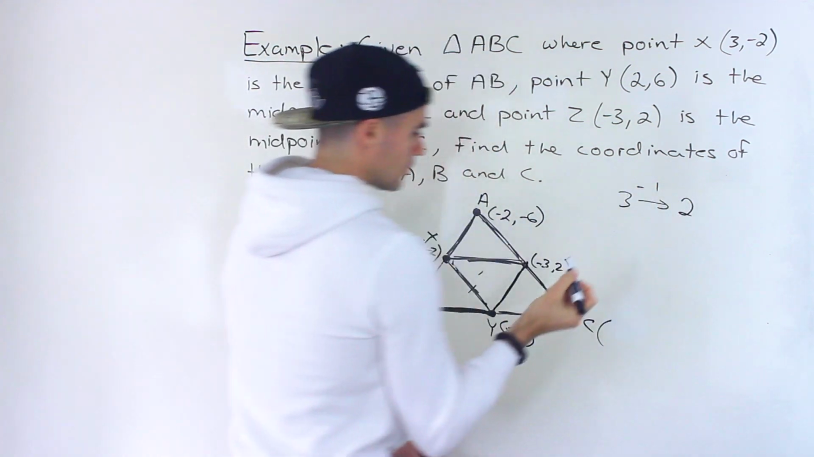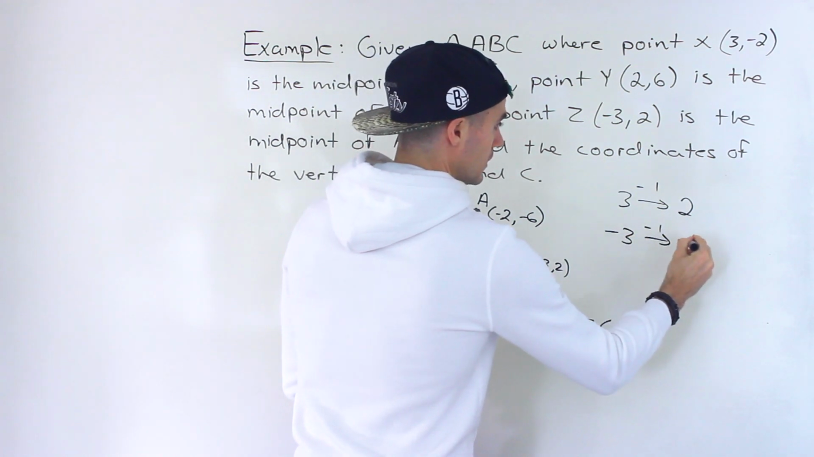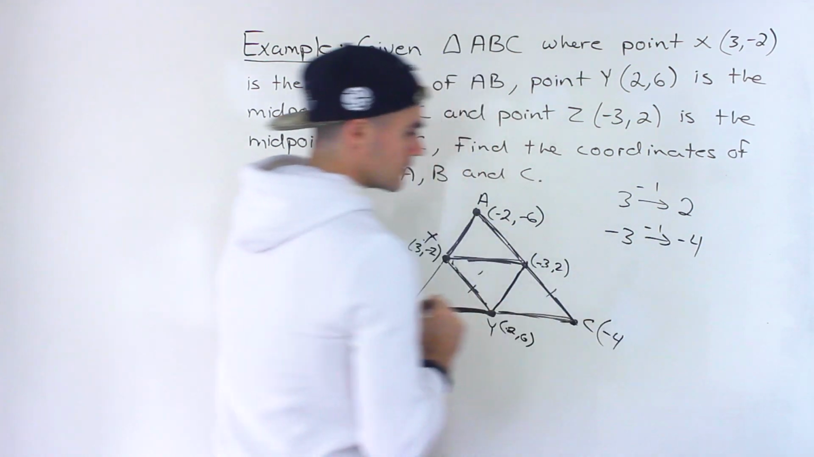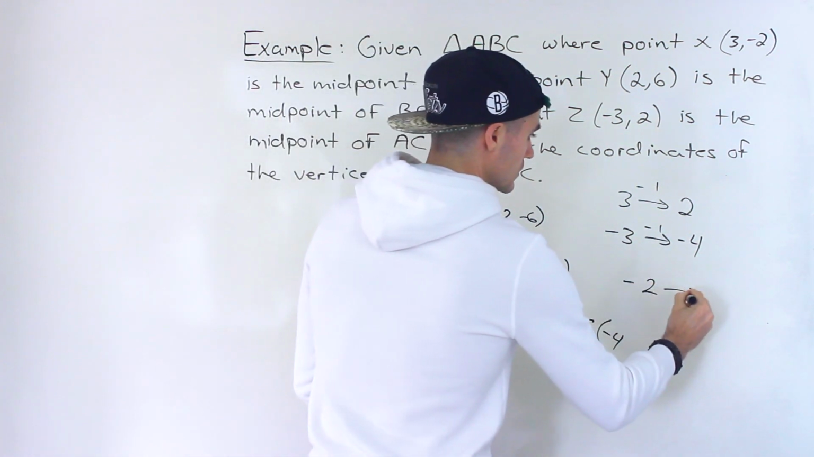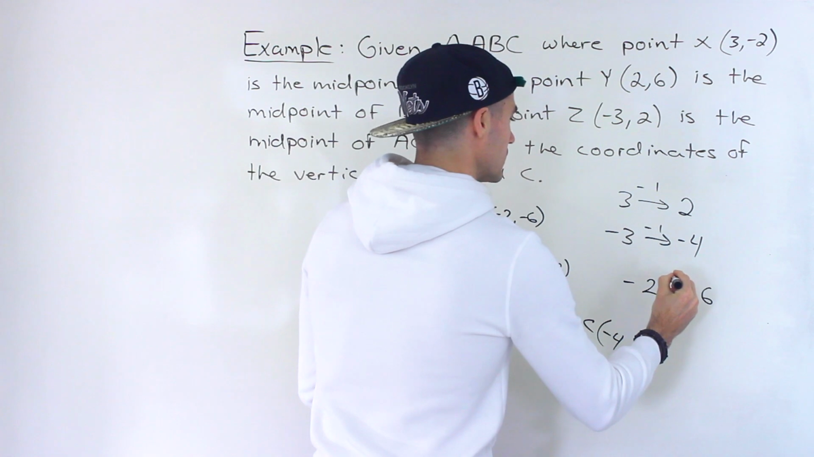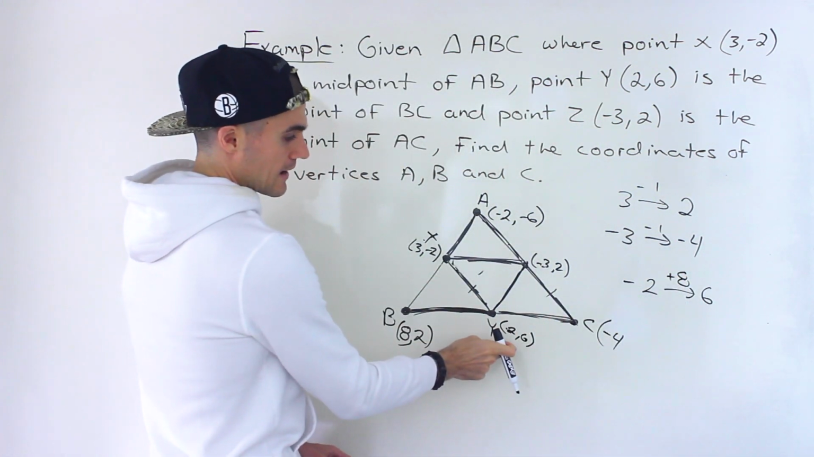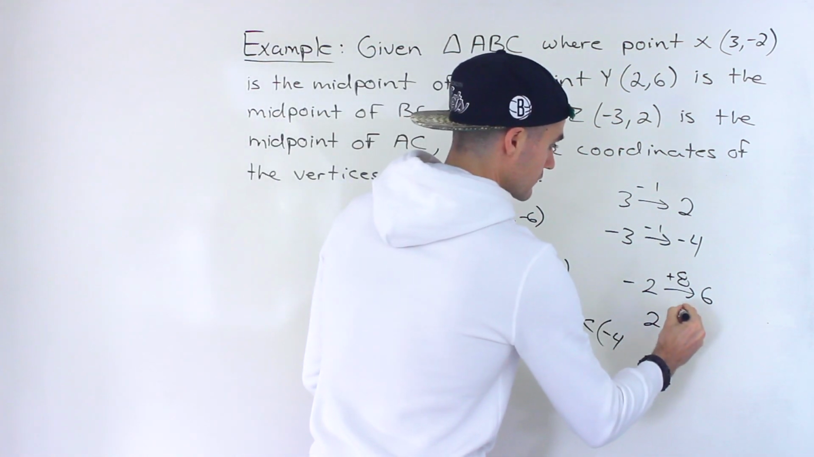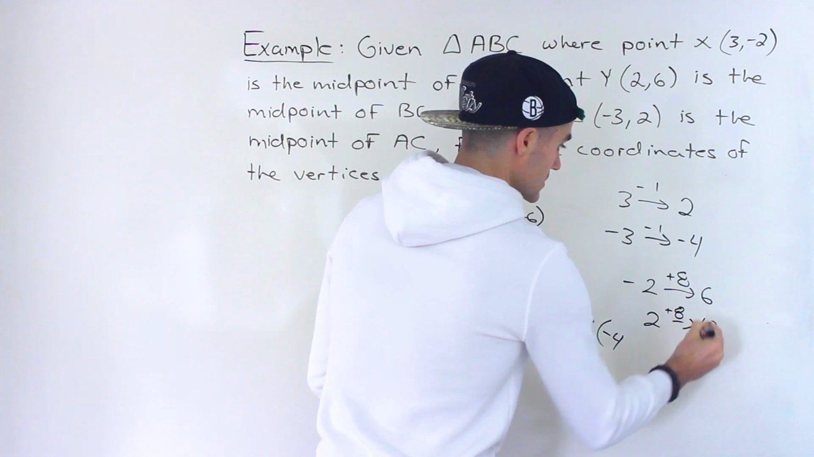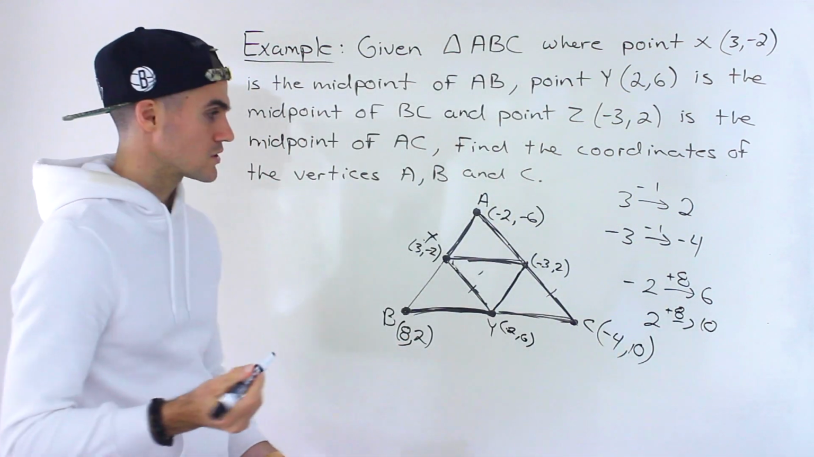We subtract 1. So what's -3? Subtracting 1, it would give us -4. And then how do we go from -2 to 6? We add 8, right? -2 to 6, we add 8 for the y values. So if we start at 2, we also have to add 8, which would give us 10. And that's it. Those are the coordinates.